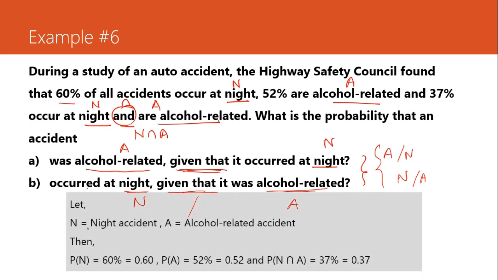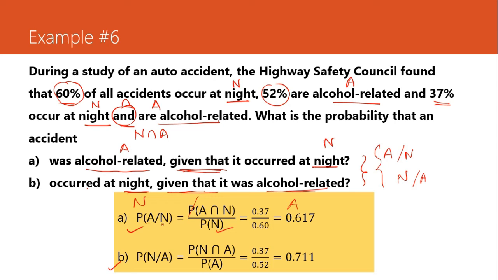So let us first define the symbols. Here are the symbols. N means night accident. A means alcohol related accident. Then we have PN 60%. It's given over here, 60%. Then 52% is the probability of A. Then we have N intersection A as 37%. This is how we write values and define the symbols. Rest all is easy.